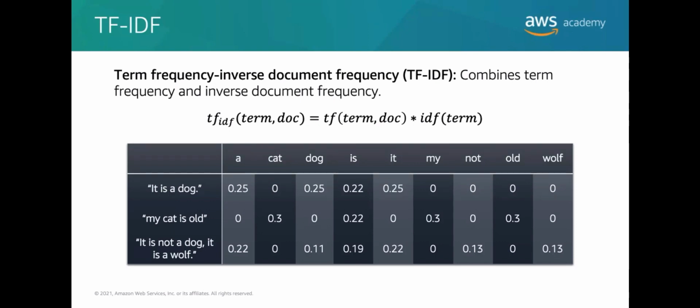Therefore, in this example, TF multiplied by IDF would be 0.11 multiplied by 1.18, which equals 0.13. TF-IDF highlights terms that are more unique within a document. For example, consider the term dog. It appears in two documents. It has a TF-IDF of 0.25 in the first document and a TF-IDF of 0.11 in the third document.